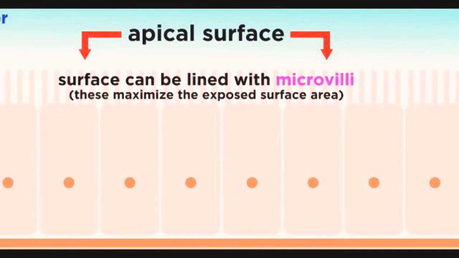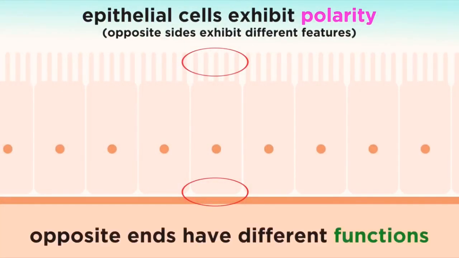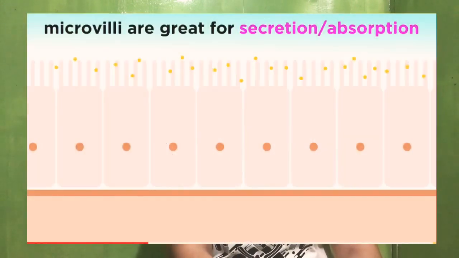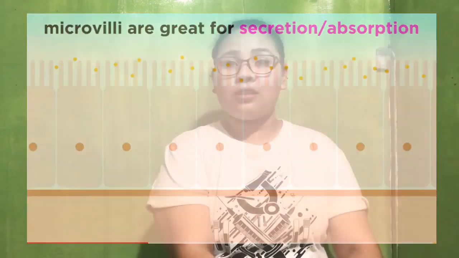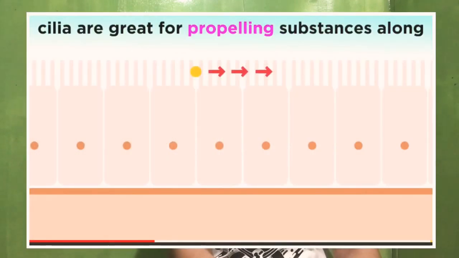Because the two opposite sides of the cell have different features, we say that epithelial cells exhibit polarity. These features also have different functionality. Microvilli enhance certain cells' ability to either secrete or absorb substances, while other cells may have cilia lining the apical surface, which are hair-like structures that move substances along.